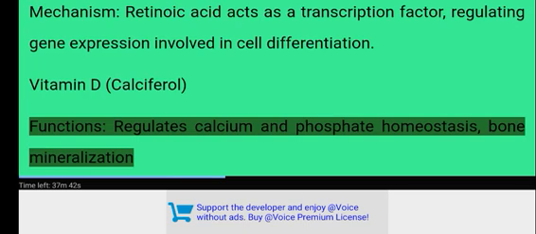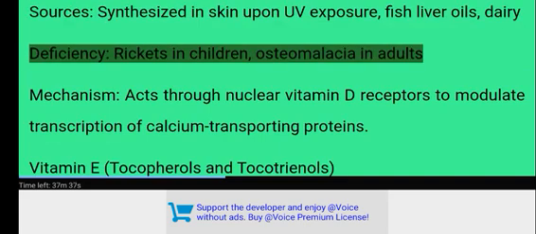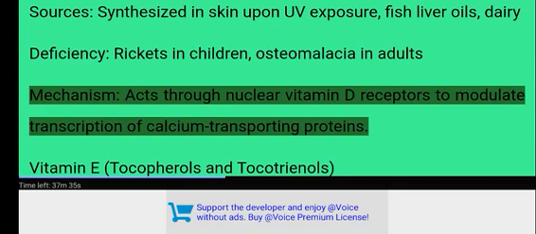Vitamin D, calciferol. Functions: regulates calcium and phosphate homeostasis, bone mineralization. Sources: synthesized in skin upon UV exposure, fish liver oils, dairy. Deficiency: rickets in children, osteomalacia in adults. Mechanism: acts through nuclear vitamin D receptors to modulate transcription of calcium-transporting proteins.